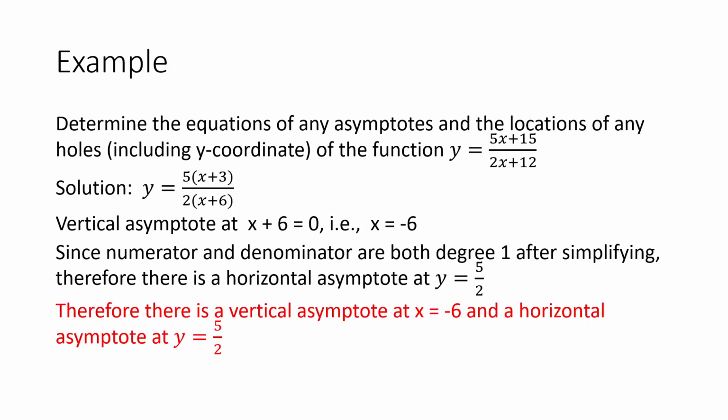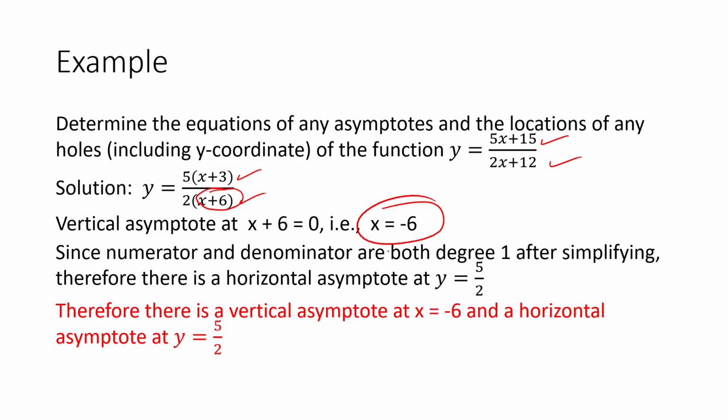Now, for this next question, we're going to determine equations of any asymptotes and locations of any holes. We've got y equaling 5x plus 15 over 2x plus 12. Well, we simplify and we see we can't cross any factors out. We still have terms with x in the denominator. So we're going to have a vertical asymptote where x plus 6 equals 0. In other words, x is negative 6.